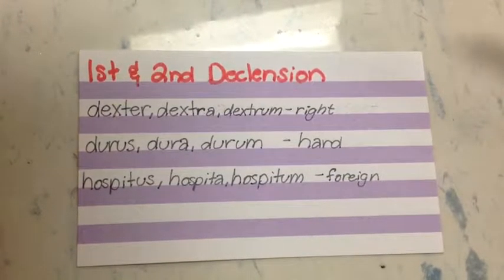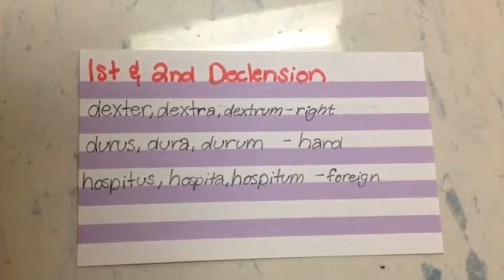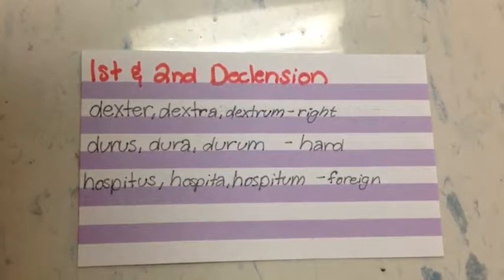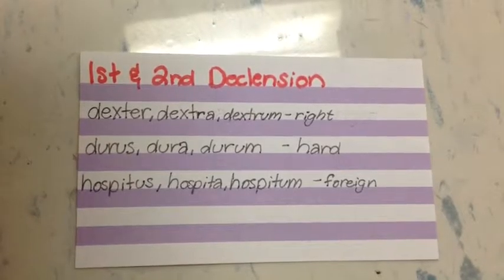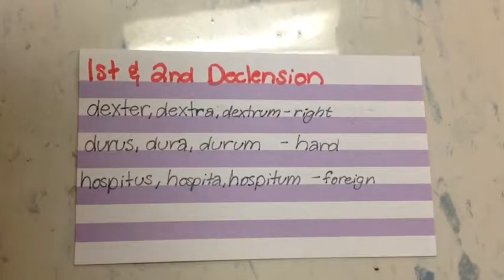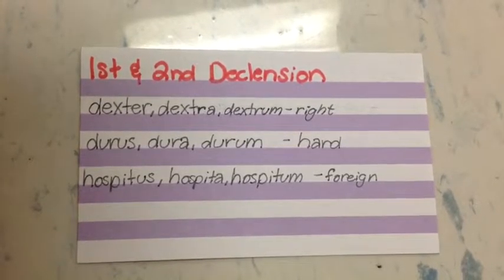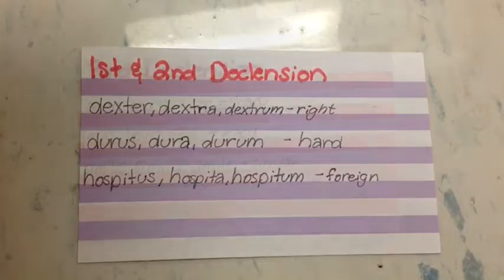Here are some examples of first and second declension adjectives. Dexter, dextra, dextrum, durus, dura, durum, hospitus, hospita, hospitum. You'll notice that these adjectives have the same endings as first and second declension nouns, and that's why they fall under this first and second declension.